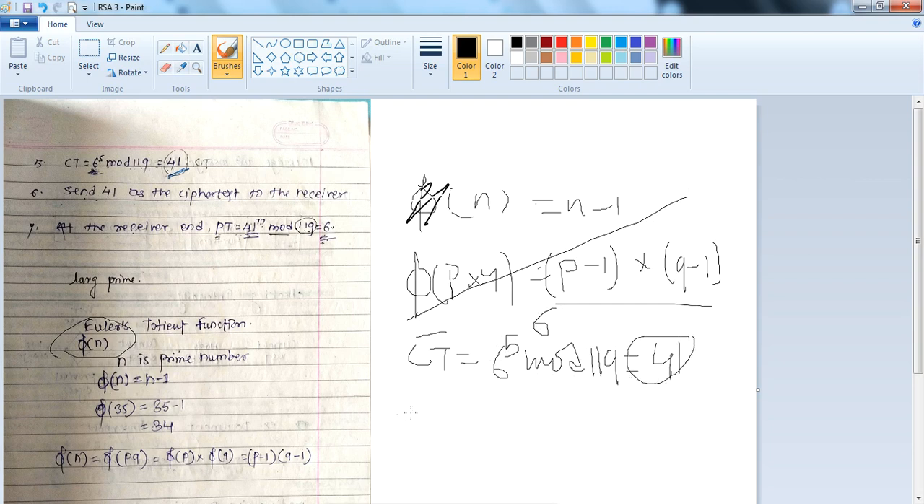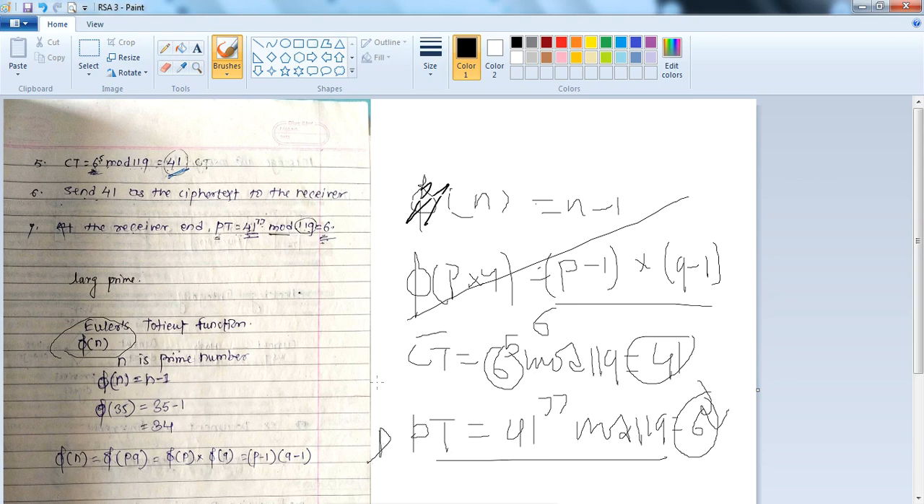Now the second user calculates the plaintext again. Plaintext is 41 raised to the decryption key 77, mod 119, and it comes to 6 again. It means your plaintext is 6, and it's converted back into the plaintext 6 with the help of decryption. This is decryption, and this is encryption. This is simply the RSA algorithm.